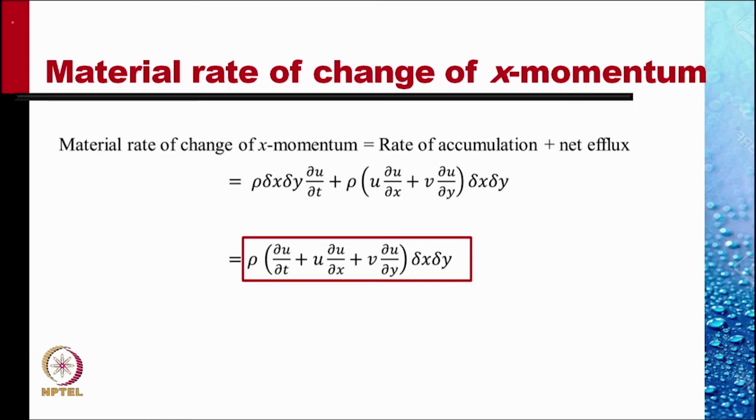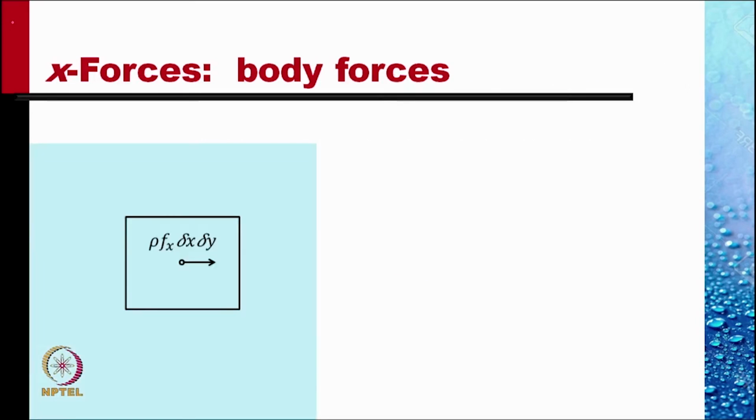This we carry forward. Now we have to find out the forces acting on this control volume. The forces are of two kinds: body forces and surface forces. The body forces are given on a per unit mass basis, and so, the mass of the control volume being rho del x into del y, and if Fx is the component of body force in the horizontal direction per unit mass, then the total body force is simply rho Fx del x into del y.